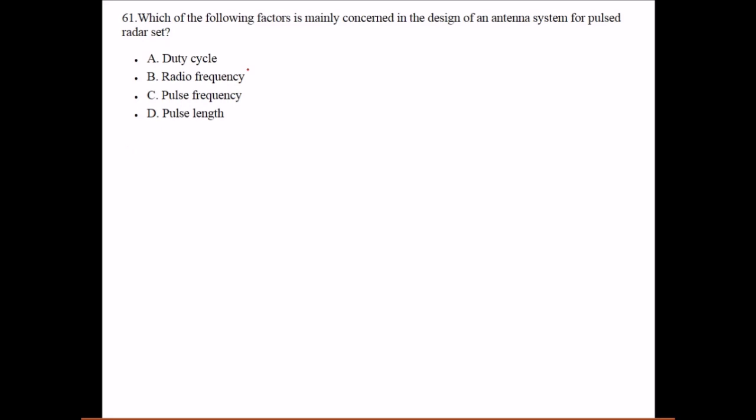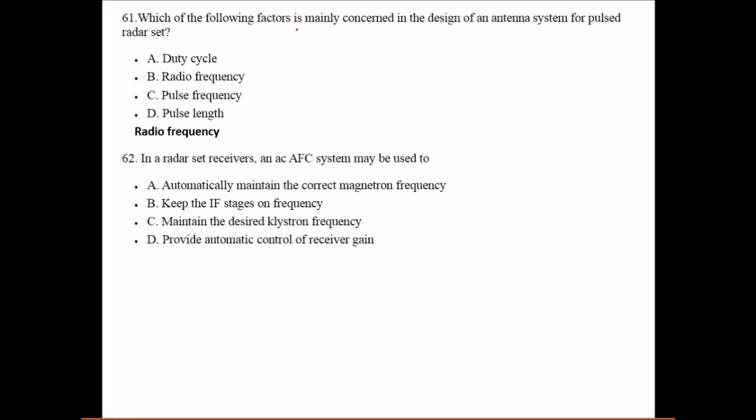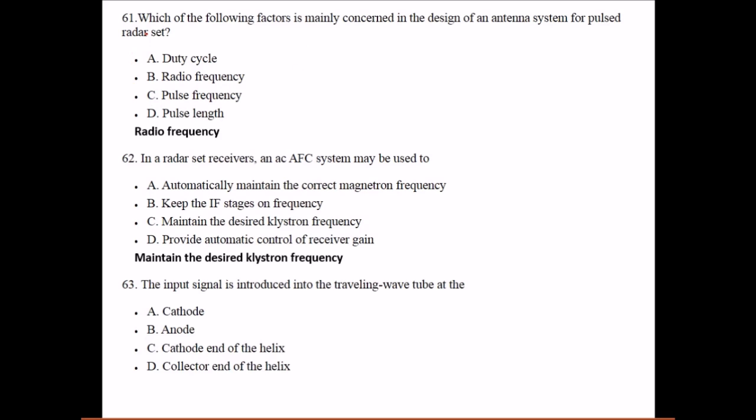So which of the following factors is mainly concerned in the design of antenna system for a pulse radar set? It is radio frequency. So in a radar set, receivers and AFC system can be used to maintain the desired klystron frequency. The input signal is introduced into the traveling wave tube at the cathode end of the helix.